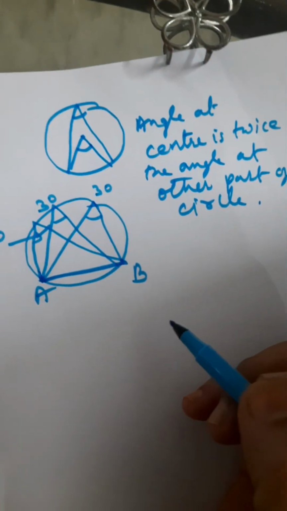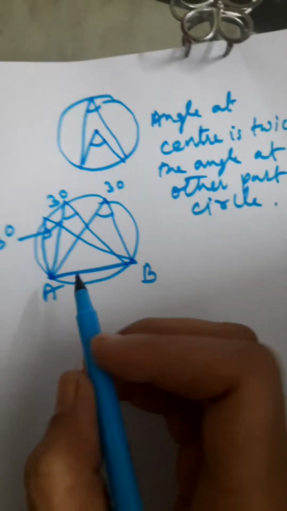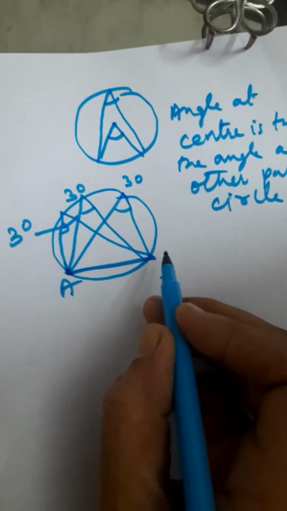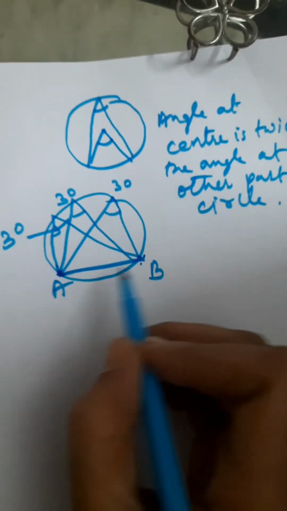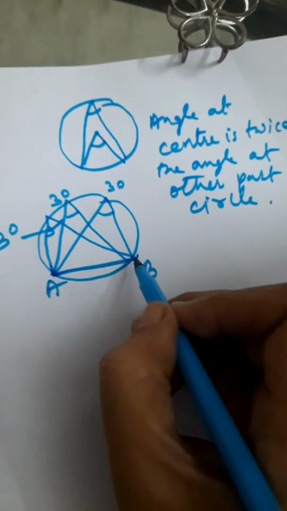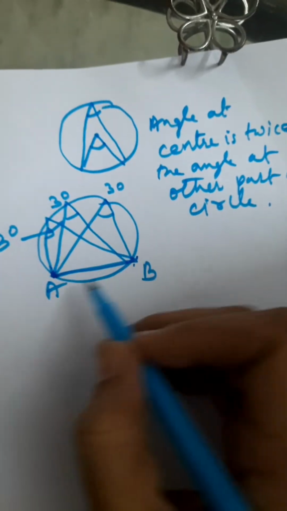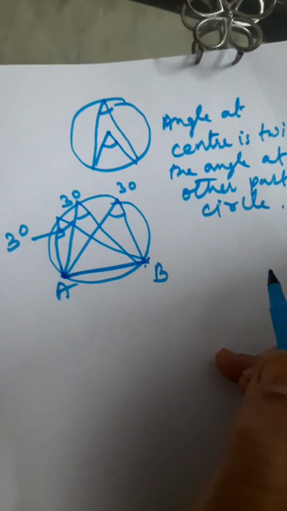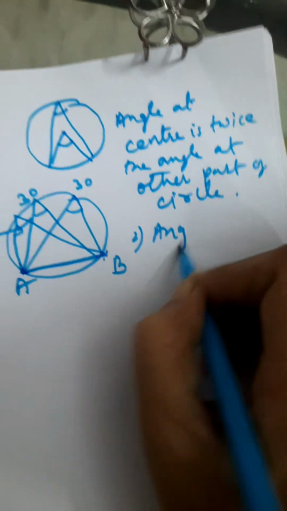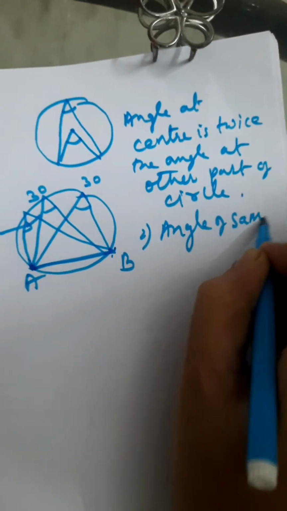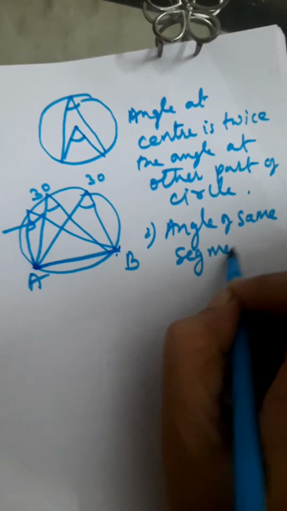So how are we going to identify it? For that, you need to see that their starting and ending points are equal. So here A and B, that is the part of the chord, every angle got formed on that only. So all the angles will be equal. This we call angle of the same segment. This is the second property, angle of same segment.